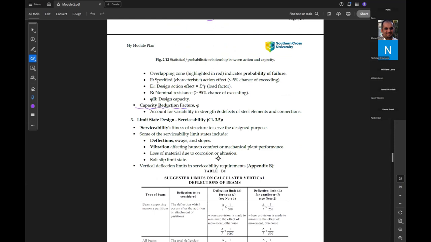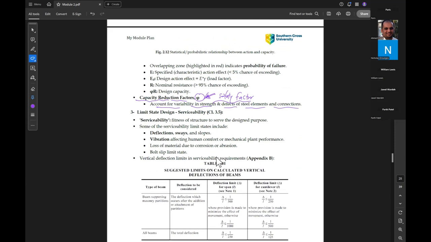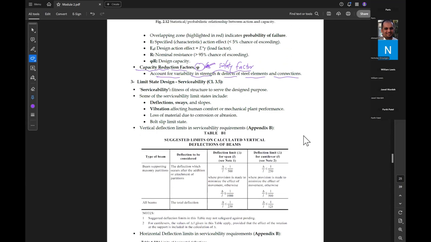The capacity factor phi is accounting for variability in strengths and effects of steel elements and connection. So again, phi is a safety factor, to allow for the defects in steel elements and connection. The other limit states we have is the serviceability limit states, AS 4100.